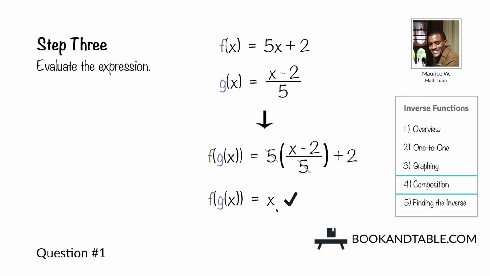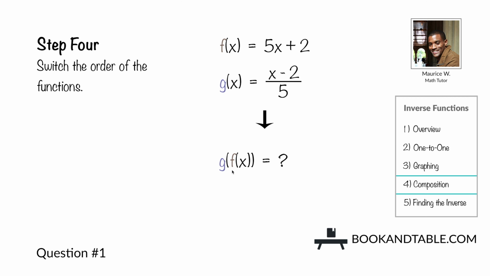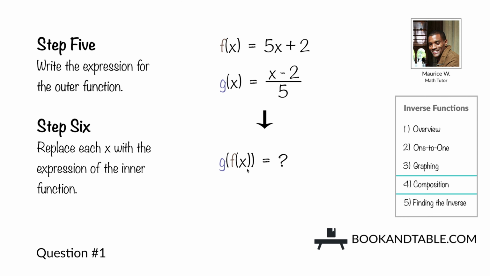So now we can test g of f of x. We want to switch the f and g functions. And now we can test g of f of x. So step 5, write the expression of the outer function, the g function, which is x minus 2 over 5. And then step 6, we can replace each x with the expression of the inner function, the f function. So we replace this x here with 5x plus 2 minus 2.